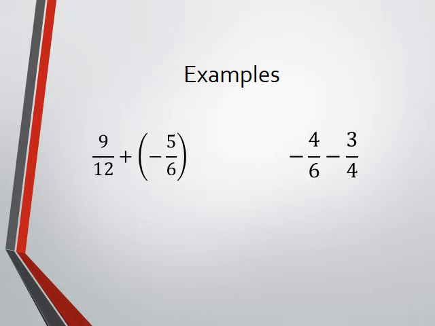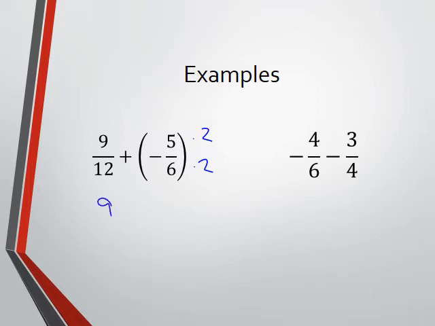9/12 plus negative 5/6. In order to make my denominator be the same, the common denominator between 12 and 6 is 12. Remember, your denominator will never get smaller, so I cannot go with that 6. I'm going to have to go with the 12. So I multiply by 2 to get 6 to become 12, and whatever I do on the bottom, I have to do on top. Math is a very fair subject. If it changes one number, it's going to change the other.